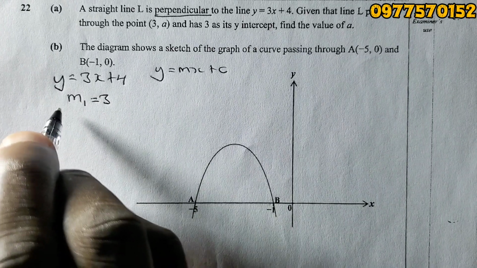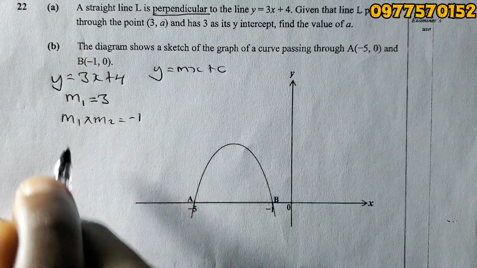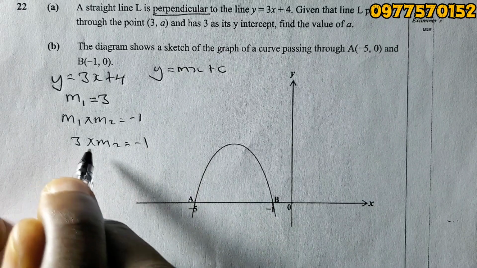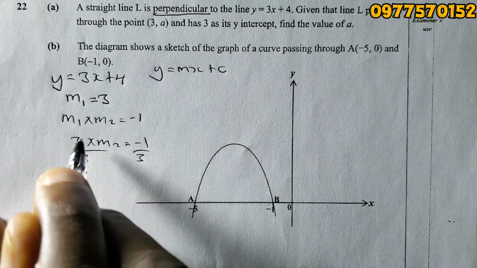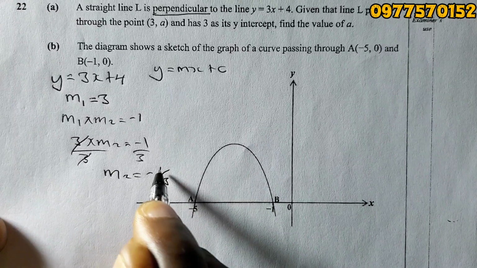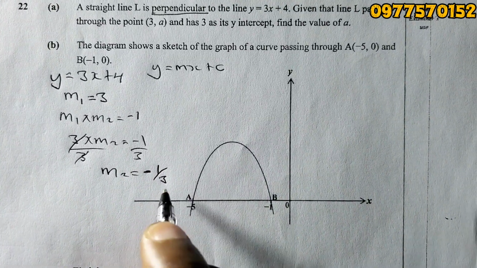So we say m1 times m2 equals -1. m1 is 3, so we divide both sides by 3. So gradient 2 is -1 over 3. This is gradient 2. Now we have gradient 2 here.